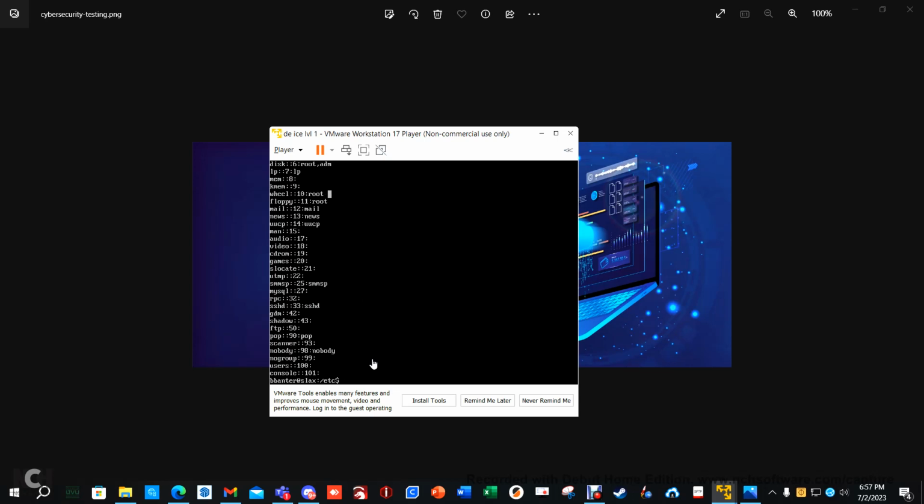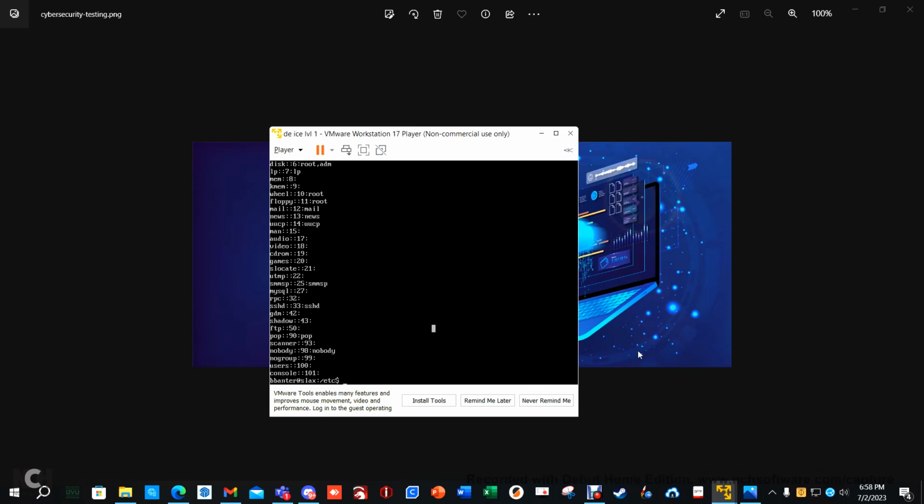Wheel is root, so it's floppy. So wheel is group 10. Anyone who's in the wheel group 10 would be able to open up the shadow file. Shadow file is where it's going to house some interesting information. Okay, so is there a way I can find out who's in this group?